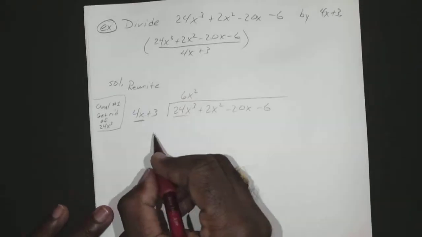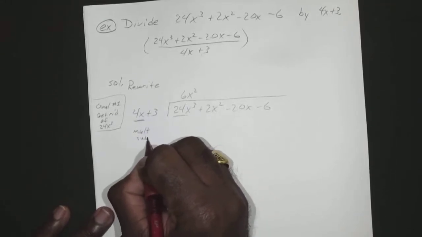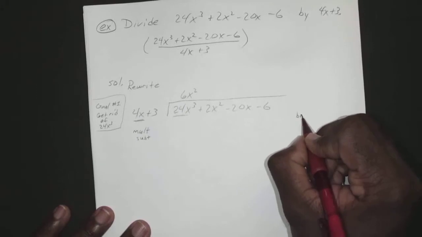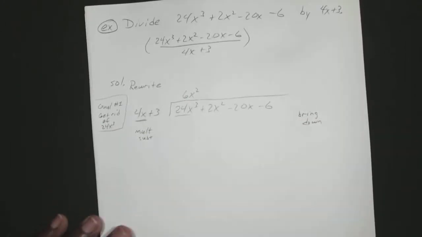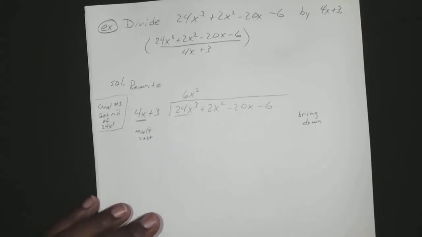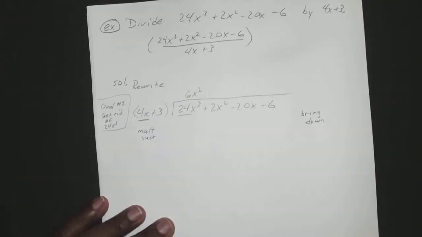Okay, so remember, we're going to multiply, subtract, and bring down. Once you find that first value, you automatically know the first three things you're going to do: multiply, subtract, bring down. So 6x squared, you're going to multiply it by both of those.